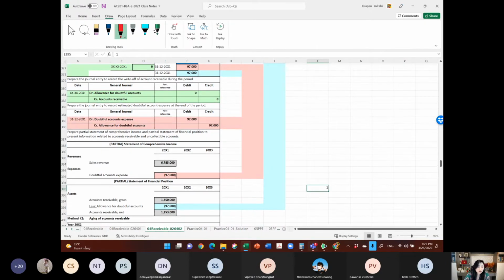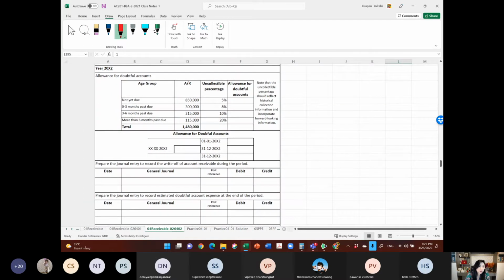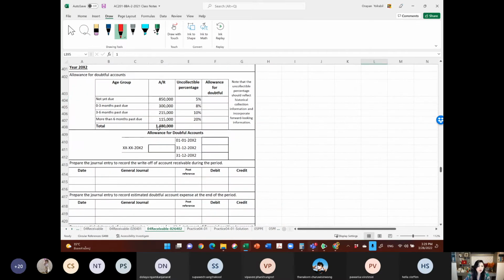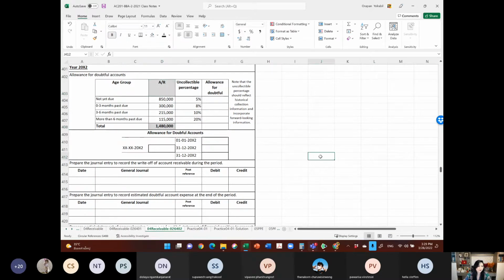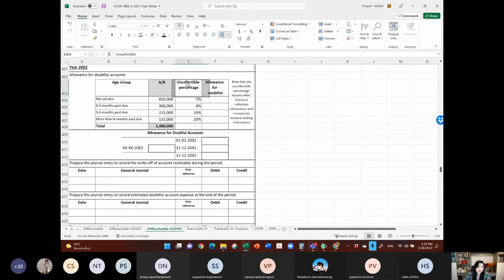All right, so if you finish up with this, then let me move along to year number 2. For year number 2, you know that the total accounts receivable is 1,480,000. This is actually from the given information. And again, you divide this 1,480,000 accounts receivable into 4 age groups, and then you estimate the uncollectible percentage.